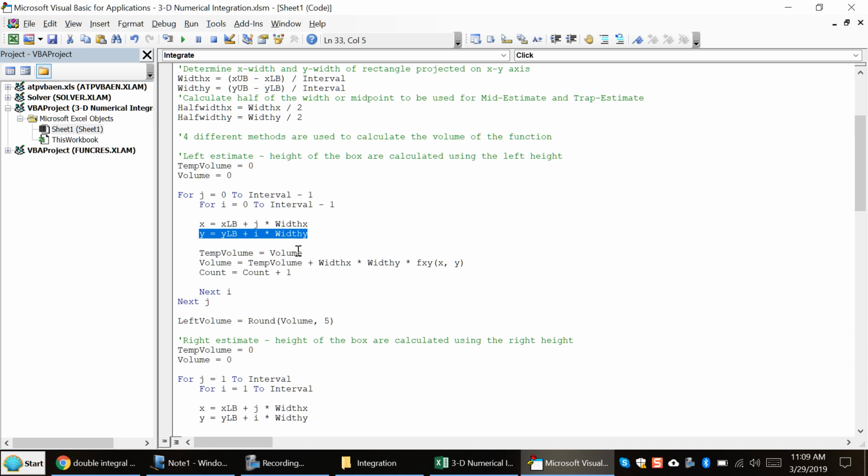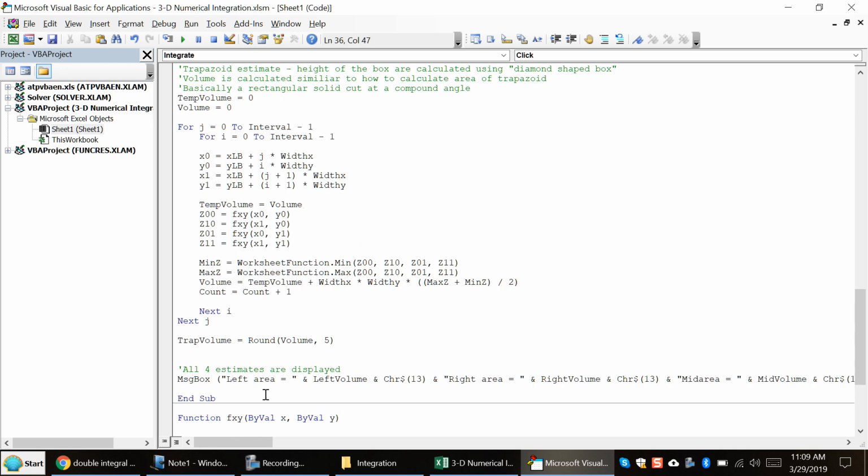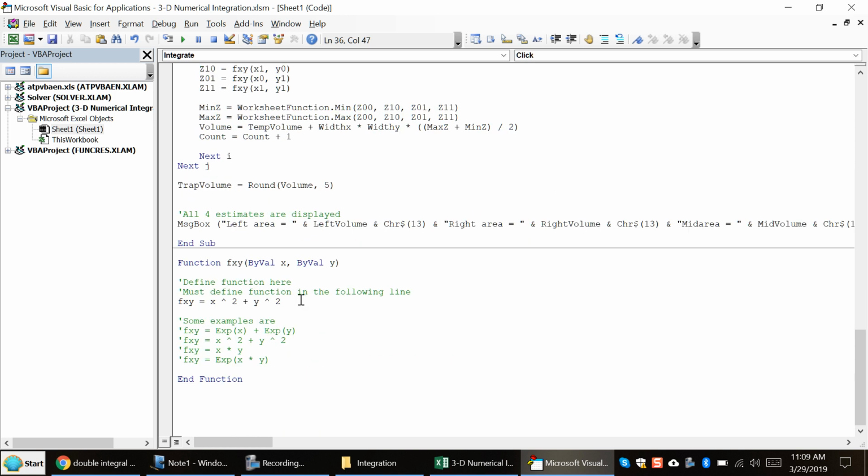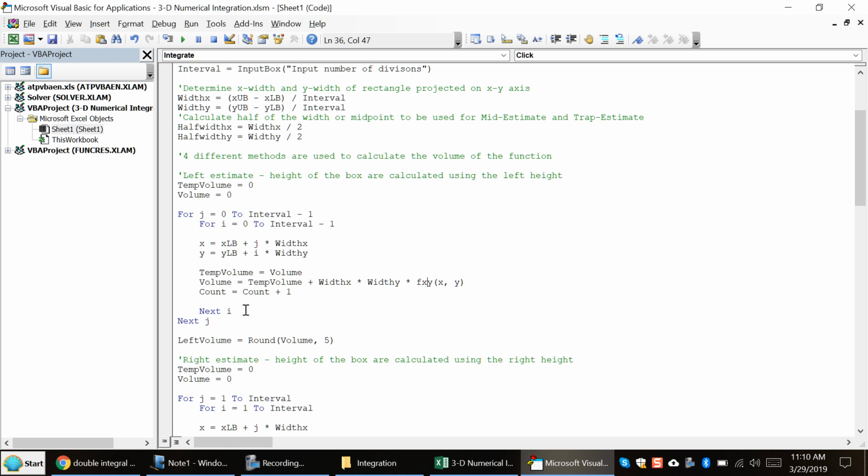Okay? So now I just say temp volume is equal to volume. Both of them start out equal to 0. And then I say volume is going to be equal to the temp volume, which is my placeholder and starts out as 0, plus the volume of that rectangular box, which is length times width times height. Where does height come from? It's a subroutine down here that I define as x squared plus y squared. So I just plug in my x and y value. That tells me my height. And this is my volume.